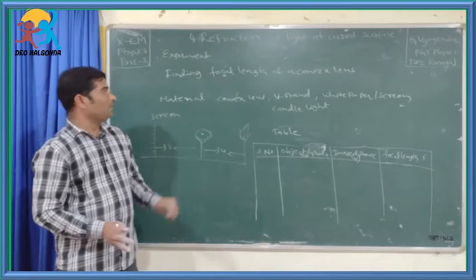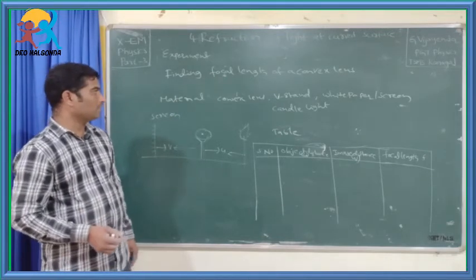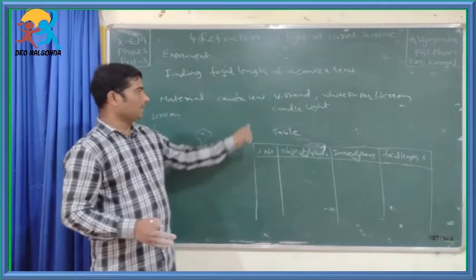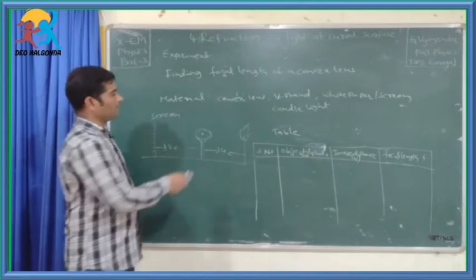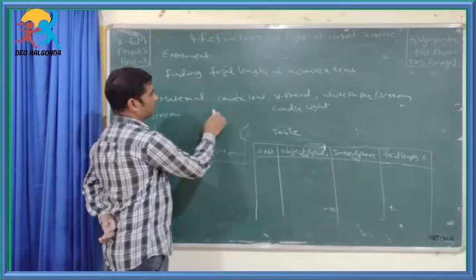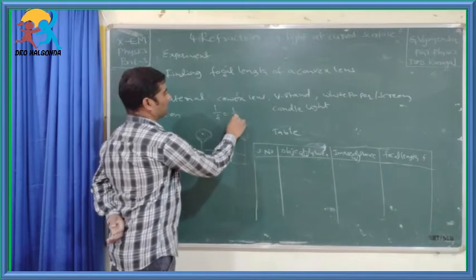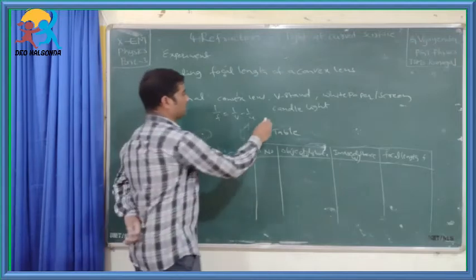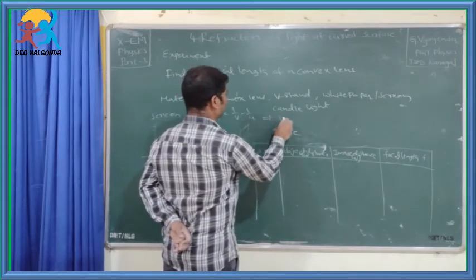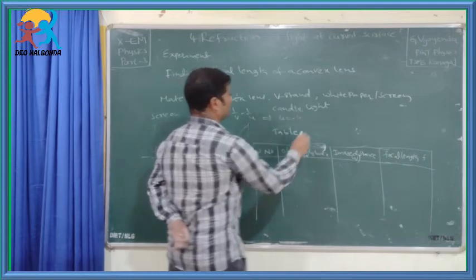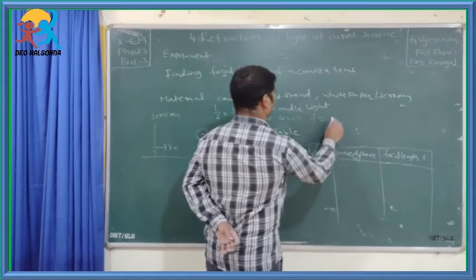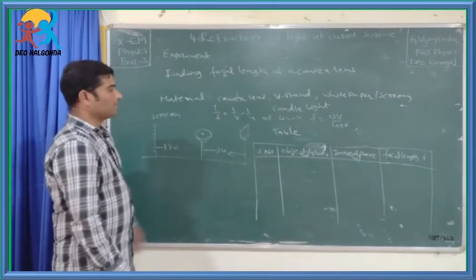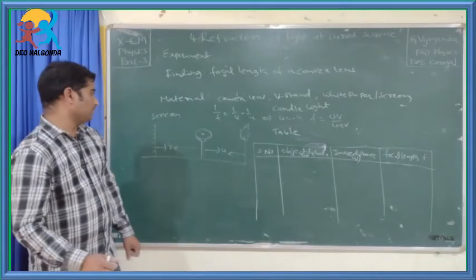Once again, for finding the focal length of the convex lens, the materials required are a convex lens, V stand, white paper or screen, and candle light. We have the formula where f is the focal length of the convex lens, 1/f = 1/v - 1/u. By applying sign convention, we get the formula for the focal length. Here u is equal to -u, then focal length f = uv/(u+v). So from this formula we can calculate the focal length of the convex lens.